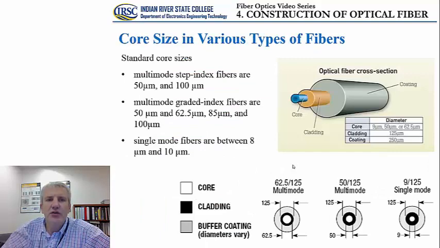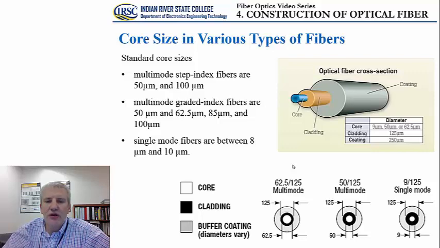We have already discussed the core size in various types of fibers. We said that standard core sizes for multimode stepped index fibers would be 50 micrometers or 100 micrometers. Multimode graded index fibers would have standard core sizes of 50 micrometers, 62.5 micrometers, and 100 micrometers. Also 85 micrometers as a size of the core in multimode graded index fibers is used. And finally, single mode fibers have a core size that's 8 to 10 micrometers. So there's a significant difference in the size of the core of single mode fibers compared to the multimode, either graded index or stepped index fibers.